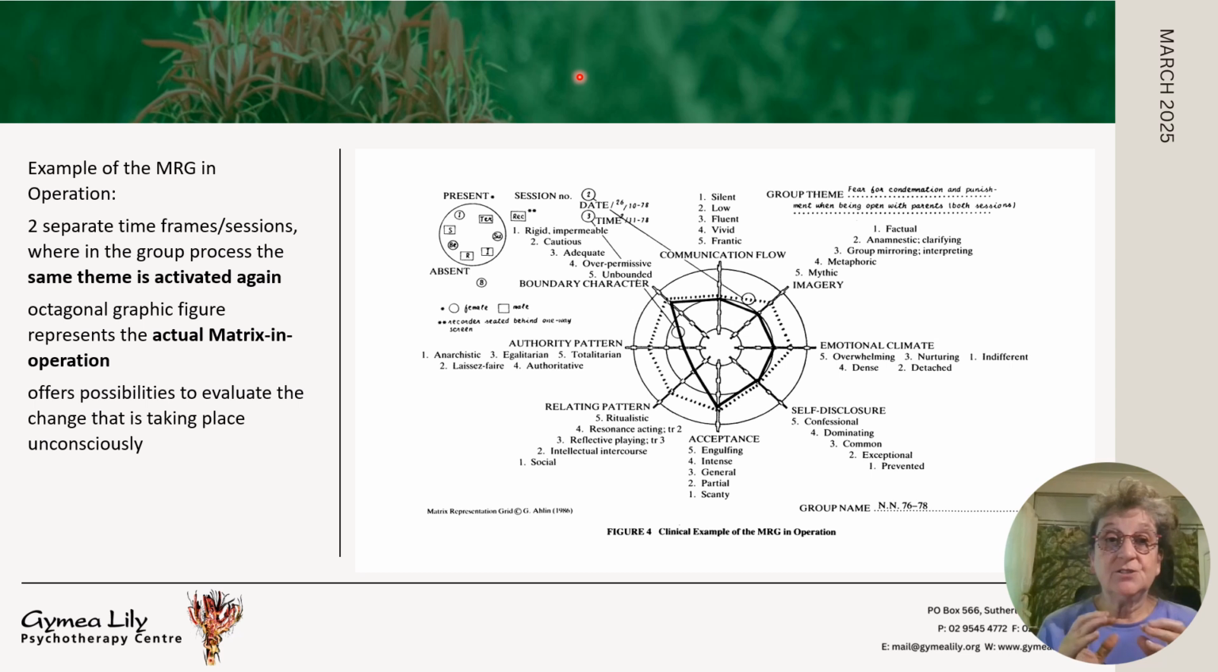So what we're going to start to look at is how this grid offers the possibility to evaluate change that is taking place via the unconscious process that is inside the group matrix. So you can see the 2 separate time frames, and we're going to go through what's been activated. And then you've got this octagon figure, which is the actual matrix in operation. So let's look at the next slide.